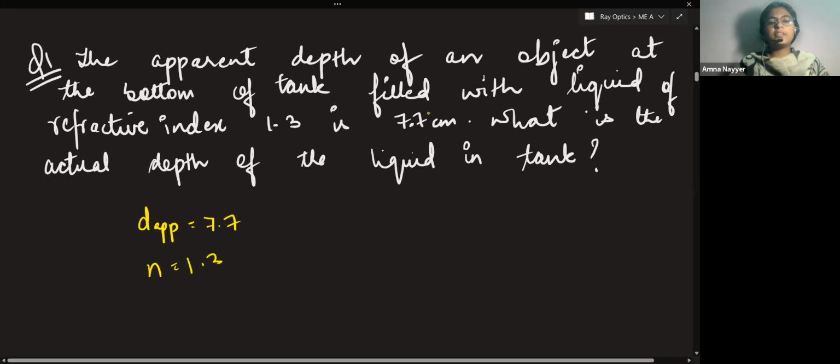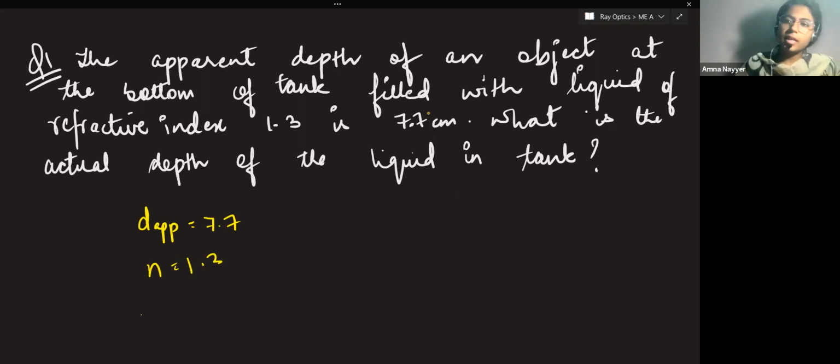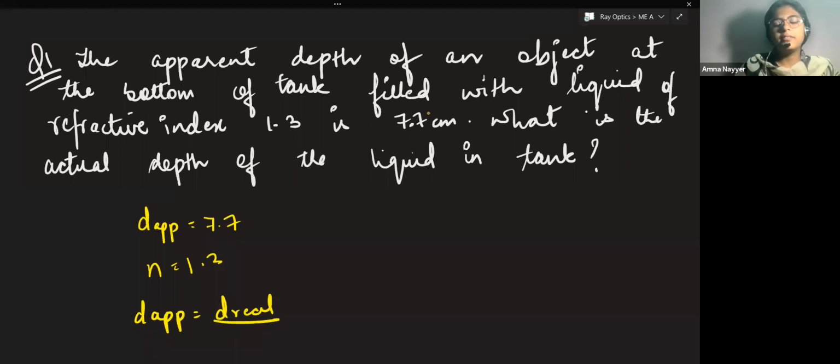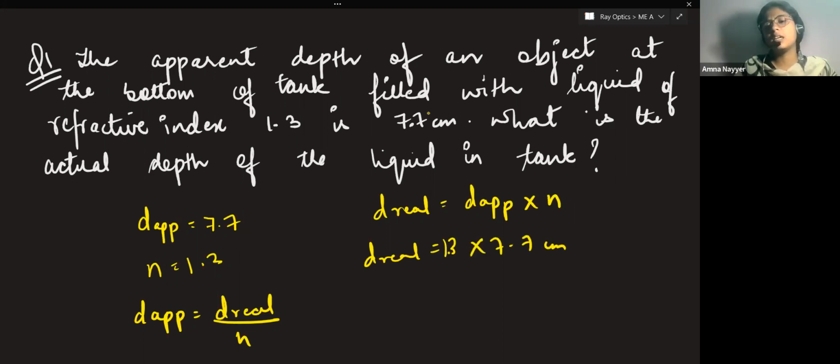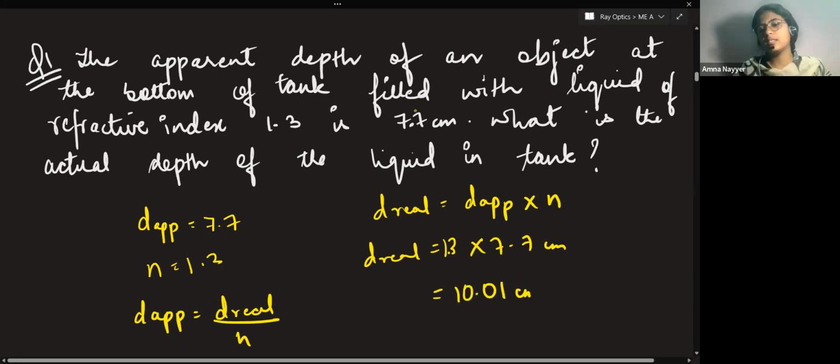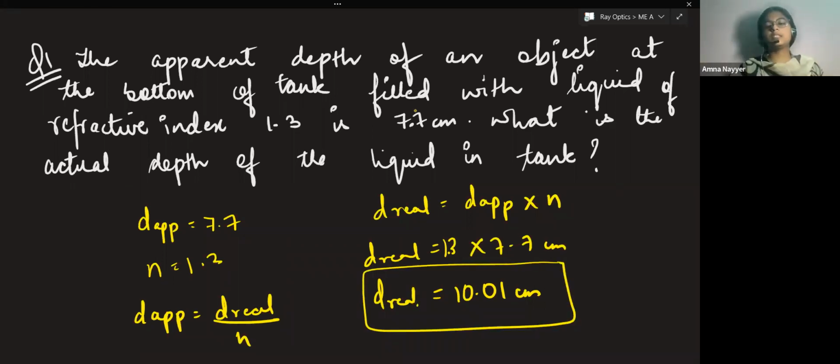Refractive index is 1.3. Now, see, the formula for refractive index is real depth divided by apparent depth. So real depth will be equal to what? Real depth will be equal to apparent depth multiplied by refractive index, right? So real depth will be equal to 1.3 into 7.7 centimeters. This is 10.01, I think. Yes, 10.01. Correct. 10.01 centimeters. All right, note this down.